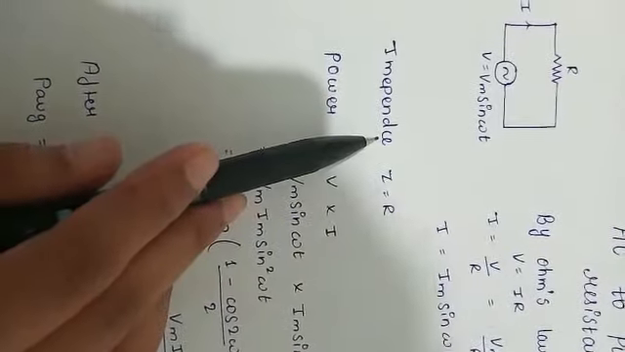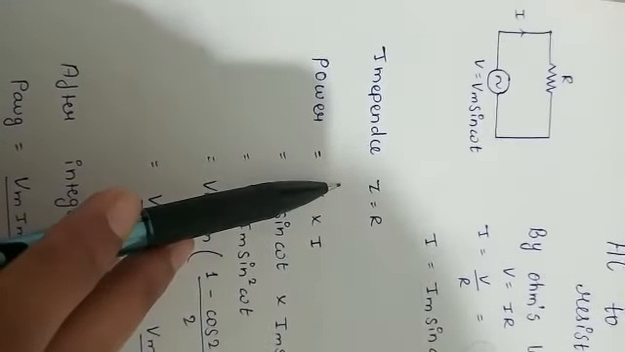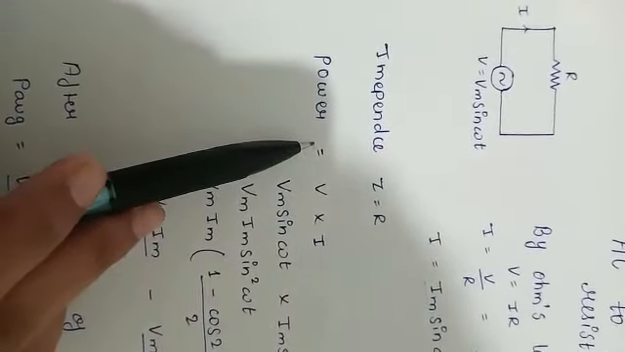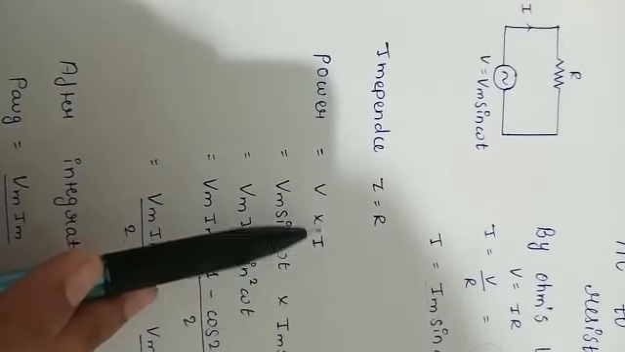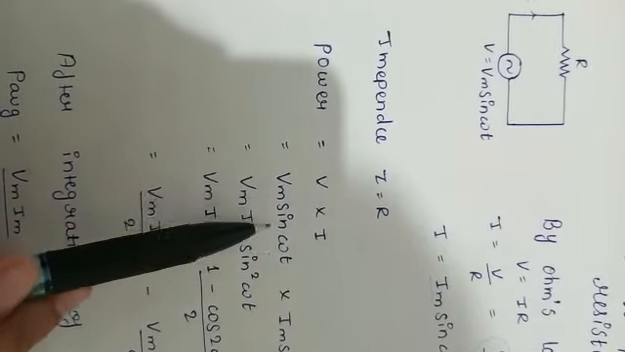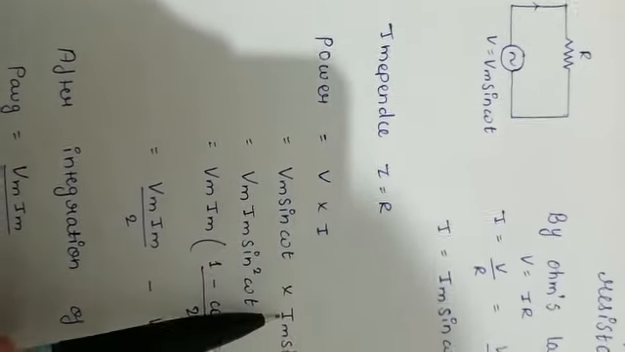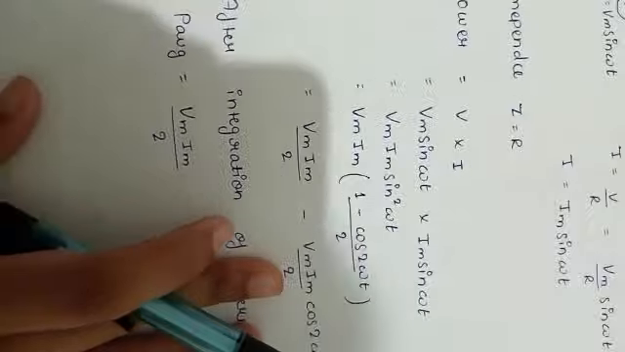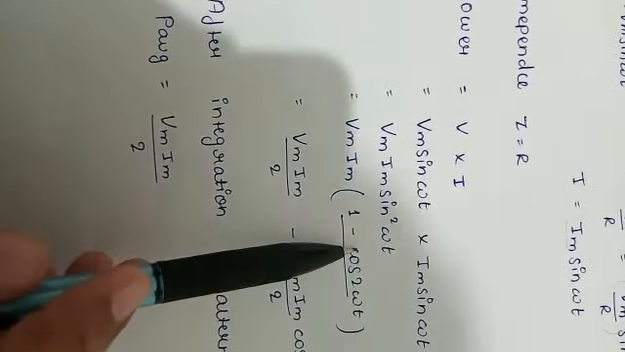Now impedance, as it is pure resistance, so impedance Z is equal to R. Now power is equal to instantaneous voltage into instantaneous current. So the formula of instantaneous voltage is Vm sin omega t, and of current is Im sin omega t. Now if we multiply these both, we get Vm Im sin square omega t.